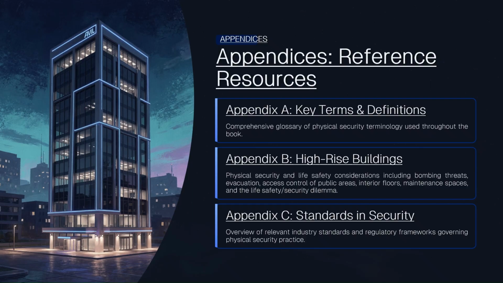The third appendix focuses on standards in security, offering an overview of industry guidelines, regulatory frameworks, and best practices that shape modern security programs. Together, these appendices serve as valuable reference material for security professionals and CPP candidates alike. This brings us to the end of the Module 5 content overview. In the upcoming videos, we will explore each chapter in detail, breaking down concepts, examples, and practical applications to help you fully understand this critical domain of the CPP certification.